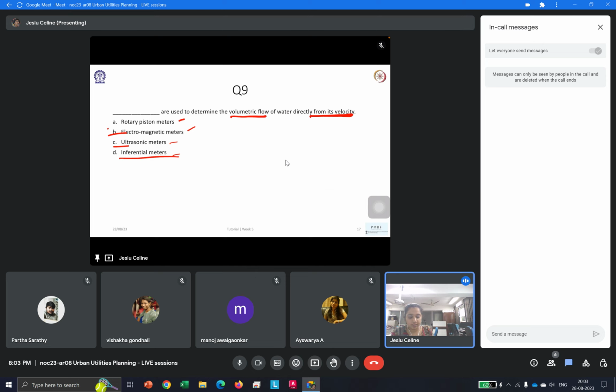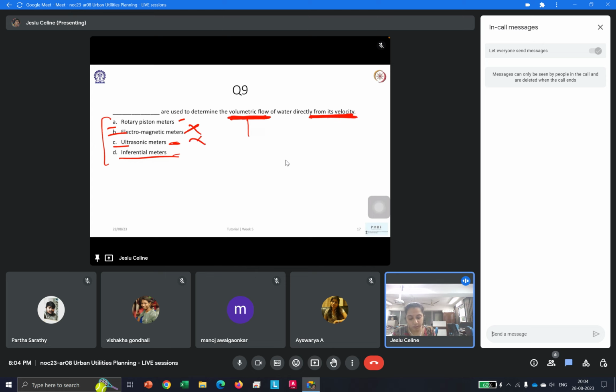Okay, so I'll give you a hint. They have asked about volumetric flow directly from its velocity. So which of these calculates a volumetric flow directly? The electromagnetic meter does not directly take the velocity and volume, so we can rule this out. Ultrasonic meter also, it's based on certain distance. Ultrasonic waves have to travel a certain distance. So we calculate the flow based on certain reflective properties, and it doesn't calculate the volumetric flow from velocity, so it's not that.